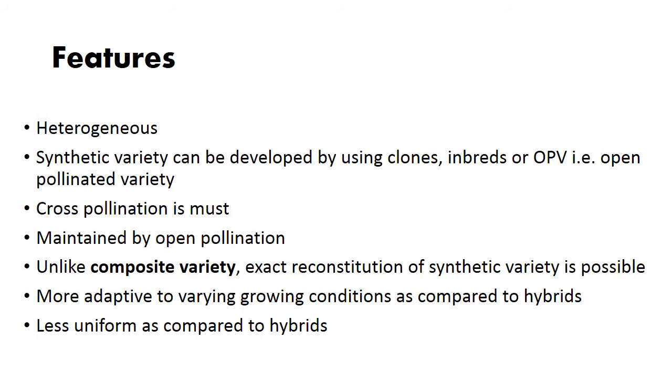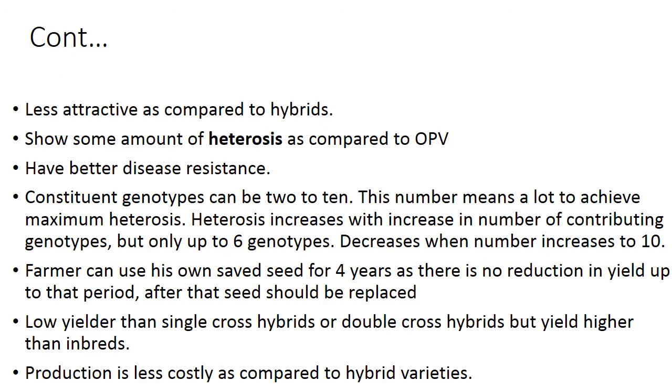Features of synthetics. This is heterogeneous. A variety can be developed by using clones, inbreds or open pollinated varieties. Cross-pollination is a must here, maintained by open pollination. Unlike composites, exact reconstitution of synthetics is possible. This is more adaptive to varying growing conditions as compared to hybrids, but less uniform and less attractive than hybrids. It shows some amount of heterosis as compared to open pollinated varieties and has better disease resistance.